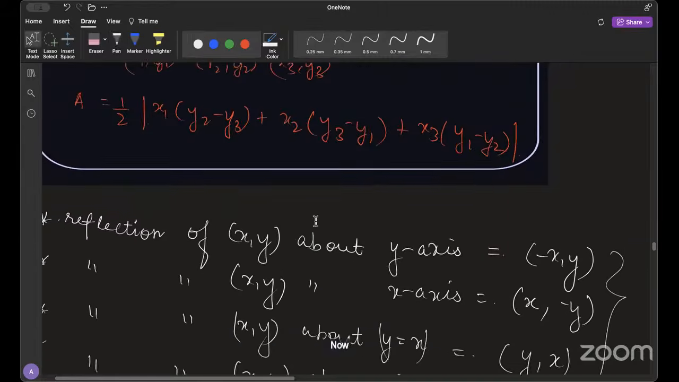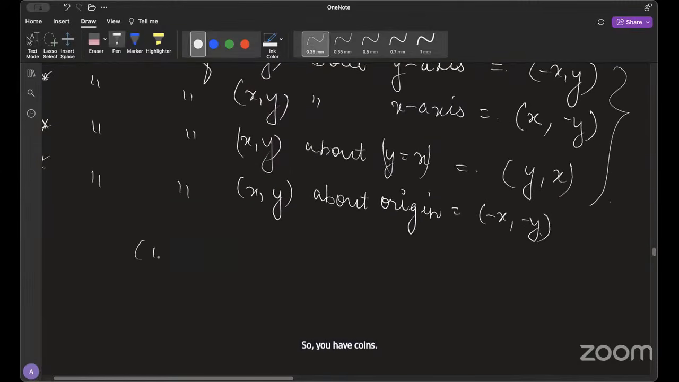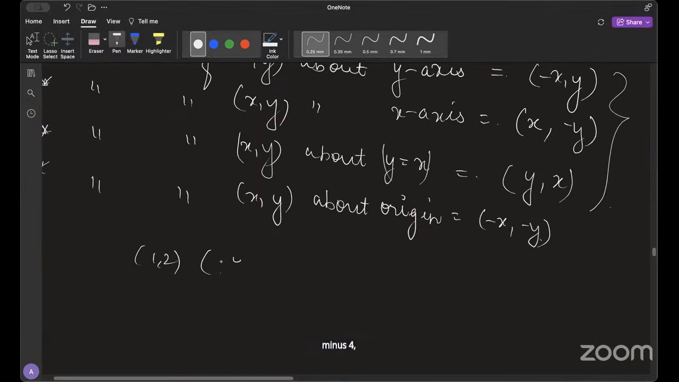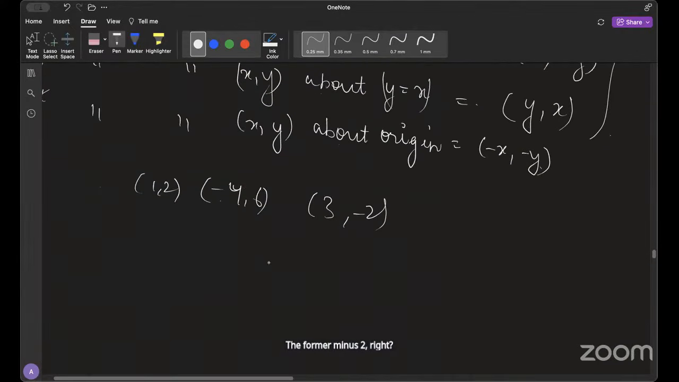Now let's try to do this question. So you have the points (1, 2). Please mute yourself, whoever's on unmute. The other points are (minus 4, 6) and (3, minus 2), right? These are the 3 points.